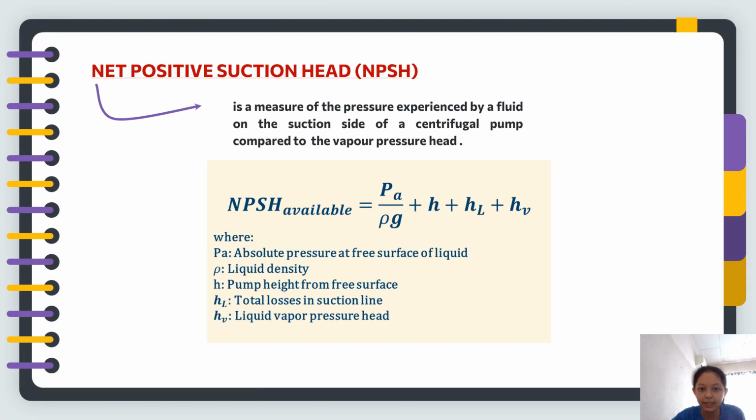Net positive suction head (NPSH) is a measure of the pressure experienced by the fluid on the suction side of a centrifugal pump compared to the vapor pressure head of a fluid, and the formula below will be used to find the NPSH available of a pump.